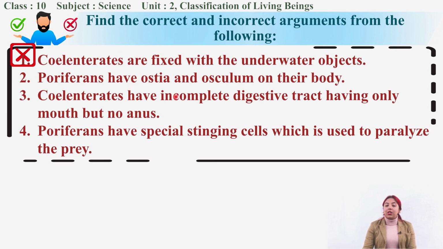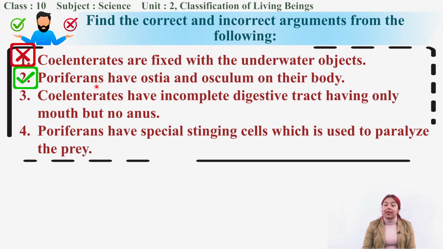Now another question. Poriferans have ostia and osculum on their body. Is this correct? Yes, it's correct, because we studied that the poriferans have this large opening called the osculum and many minute openings all over the body called the ostia. So argument 2 is correct.